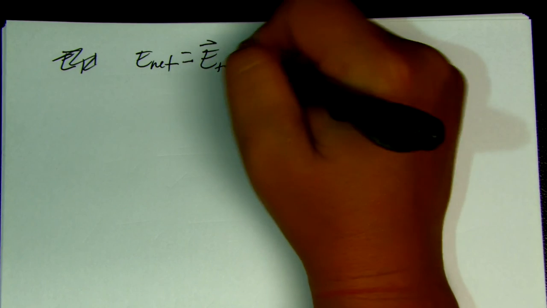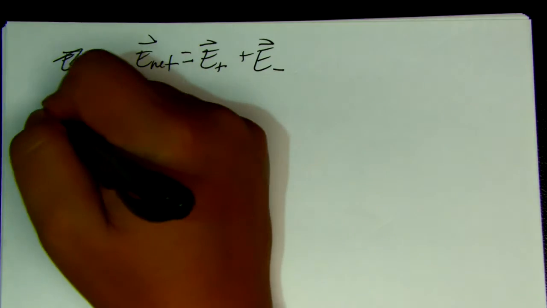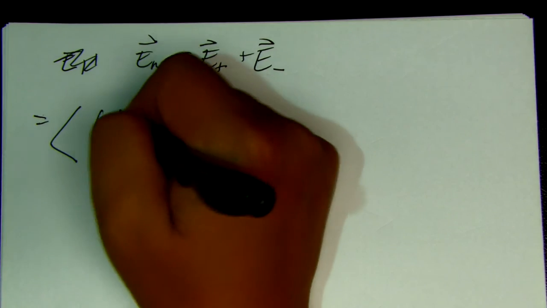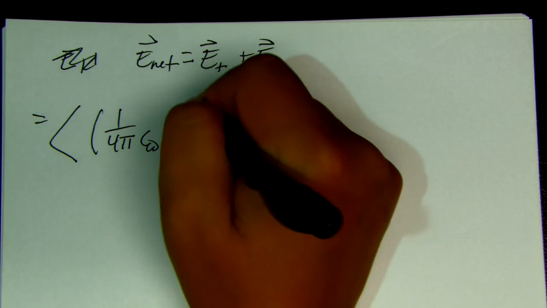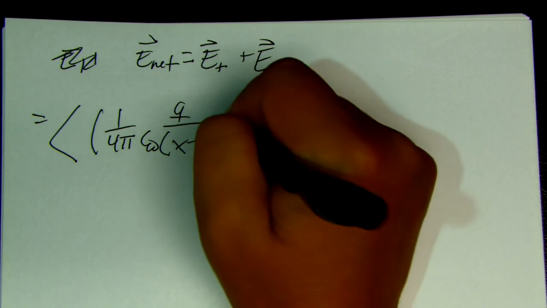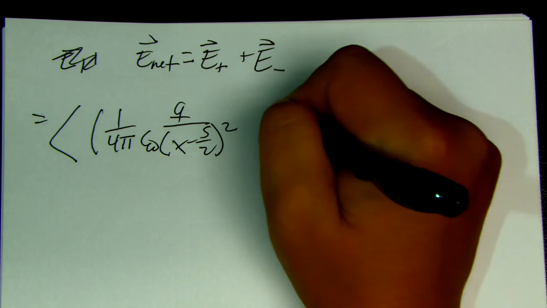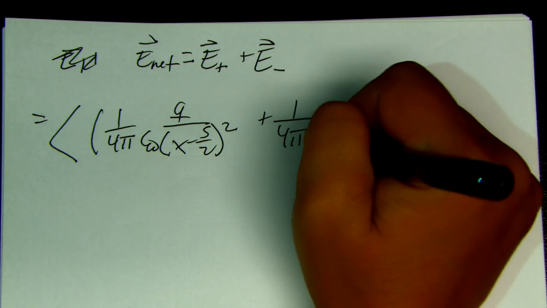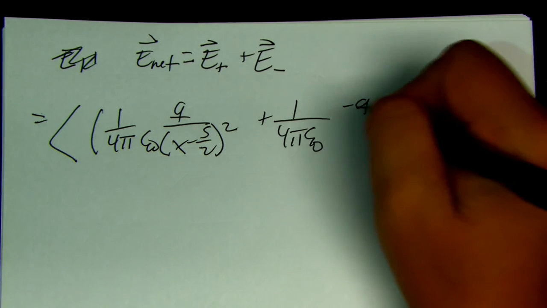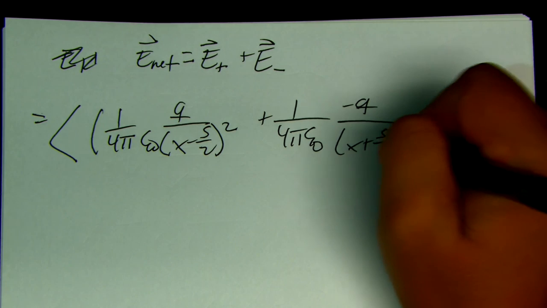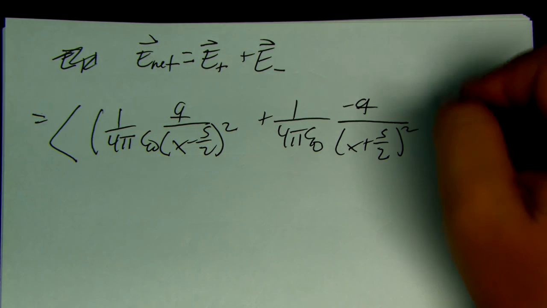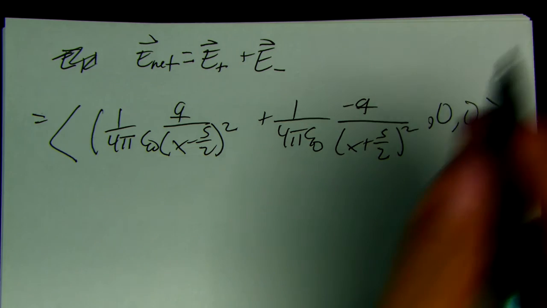Okay, so E net is equal to E plus plus E minus. This is equal to 1 over 4 pi epsilon naught q over x minus s over 2 quantity squared plus 1 over 4 pi epsilon naught minus q over x plus s over 2 quantity squared, 0, 0.